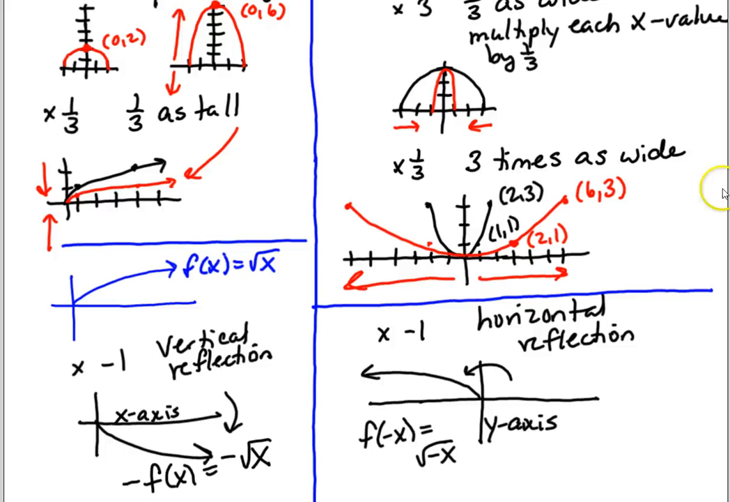Then when we do the reflections, looking at the graph, the square root of x, if I multiply outside the function, so negative f of x or negative square root of x, it flips across the x-axis upside down. However, if I do f of negative x or the square root of negative x, it flips horizontally across the y-axis. And I didn't summarize the absolute value. You can go back and look at those.